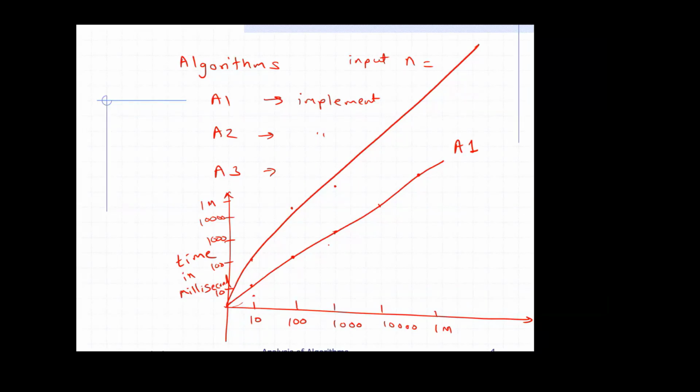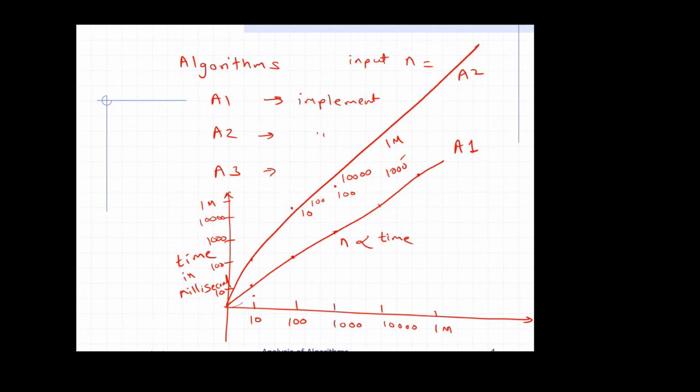With respect to A1, we saw that whatever was n, exactly the same time it is taking. So we can say it is proportional in terms of n. If we are talking about A2, if n is 10, A2 is 100. If n is 100, it is 10,000, and so on. If it is 1,000, it is 1 million. So we can say the growth rate is in terms of n square.